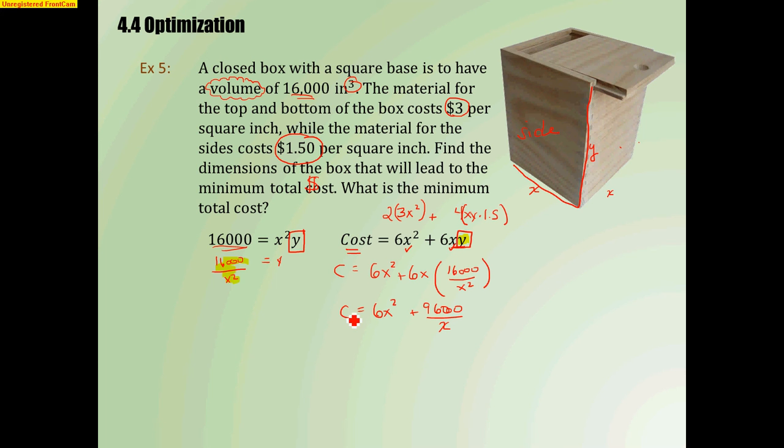Because now, what do I do with the cost? I am just going to take its derivative. Remember, that's 96,000 x to the negative 1. What do I do once I find the derivative? You got it. Set it equal to 0.